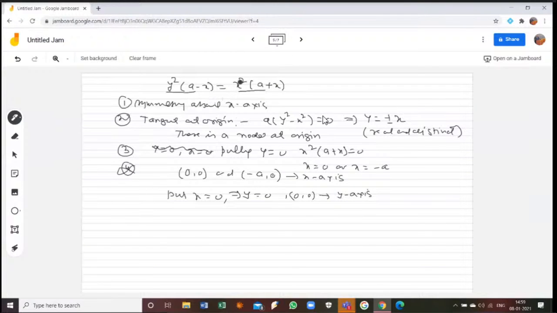You see what is the higher degree term of x. It is x cube, and this is of x square. Its coefficient is constant. So therefore there is no asymptote parallel to the x-axis. And here the coefficient of y square is a minus x. Put this equal to 0. So x is equal to a is the asymptote.